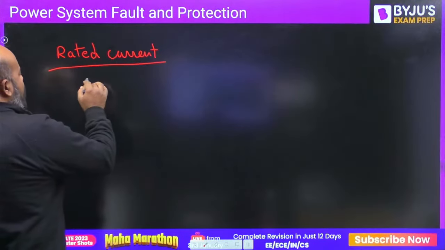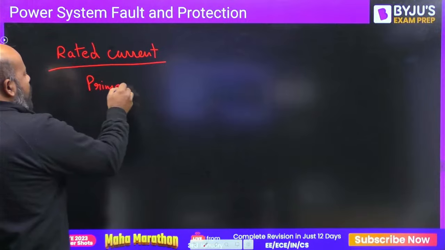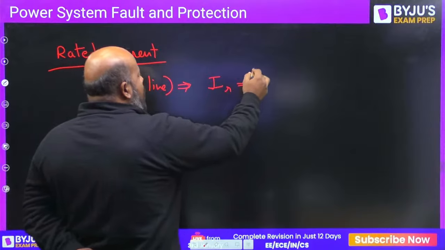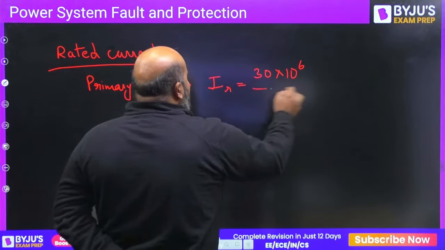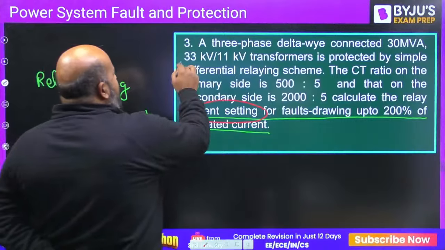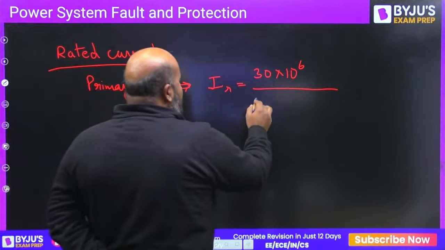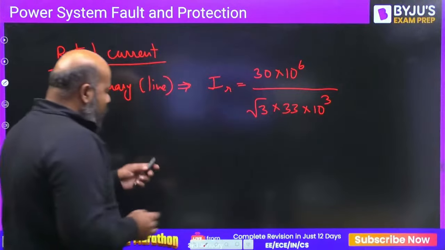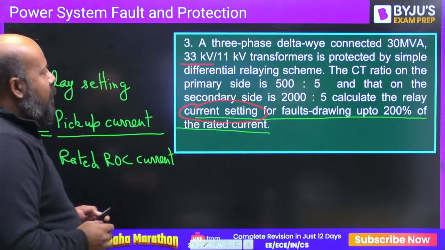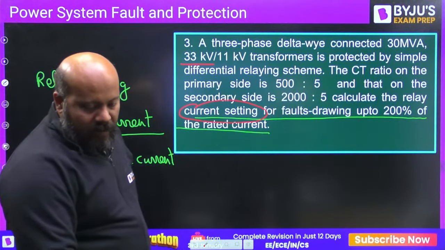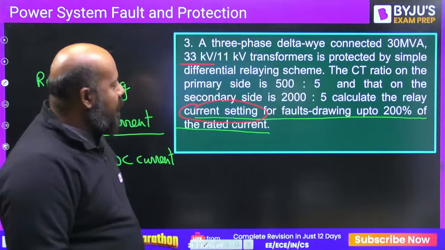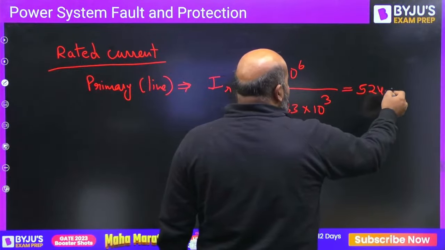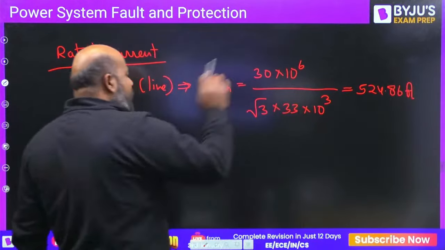So, the rated current, if you are finding in the primary, that is the line current, it is going to be 30 MVA divided by root 3 times 33 times 10 to the power 3, since 33 kV is the primary side, line side. So, just solve this and tell me what value you are getting. As per my reference, you must be getting 524.86. Now, this is the rated current in the primary side.